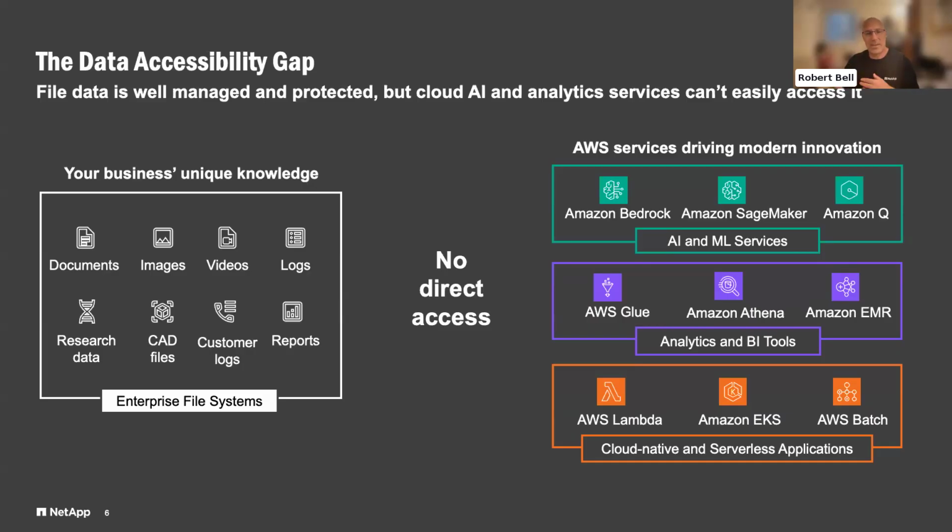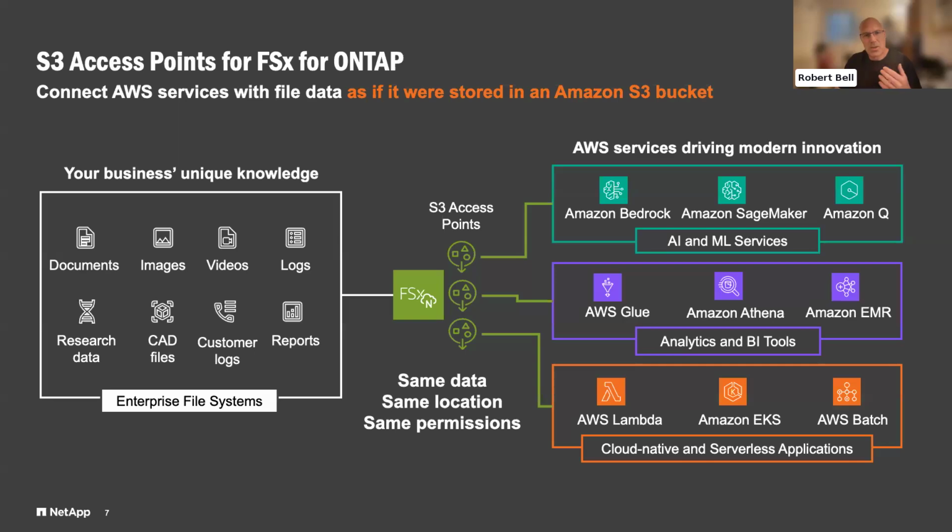But what has happened with S3 access point is that, instead of making this process more efficient, this problem has actually been eliminated completely. So if this enterprise file system is on FSxN, you can solve this. And maybe, Lisa, you could give us a little bit of an idea of how this architecture would work.